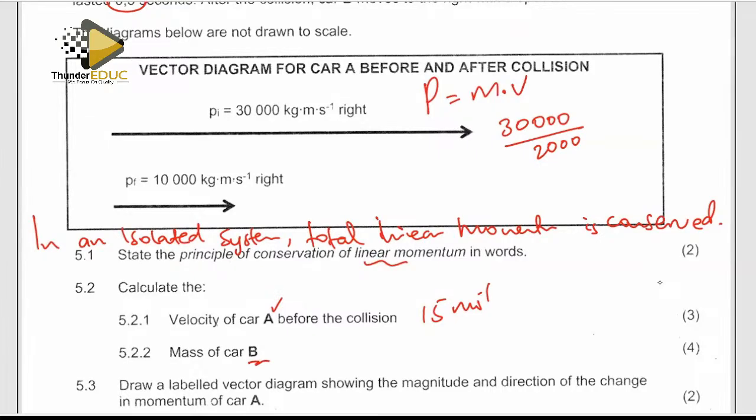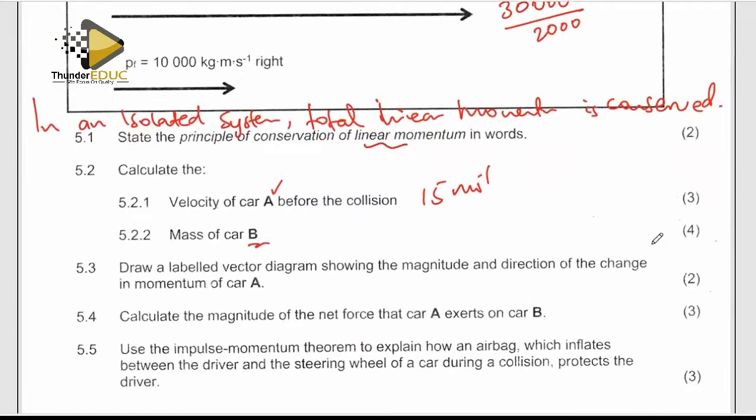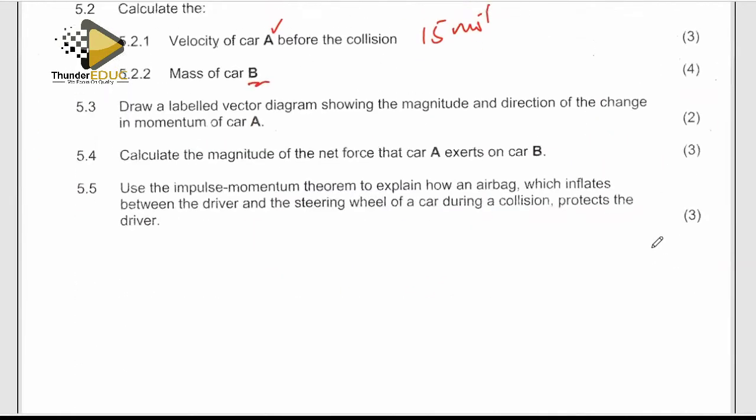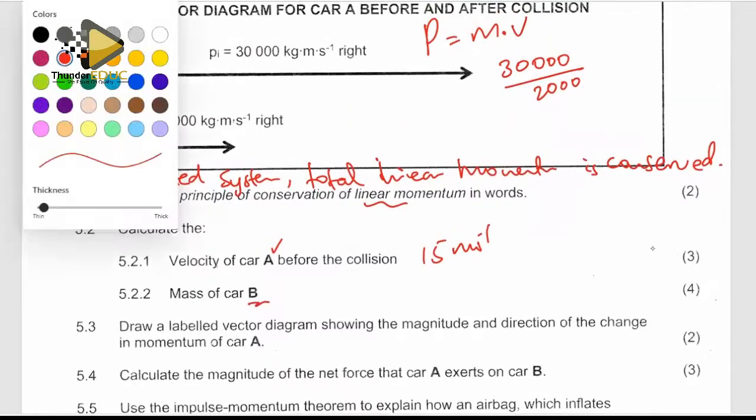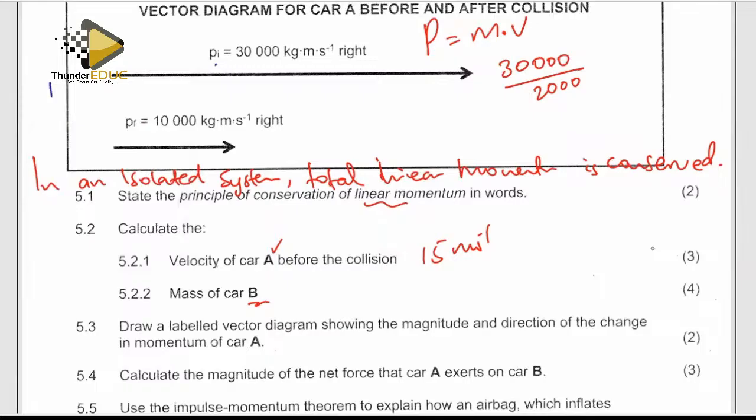So here we can apply the conservation. Okay, we apply the conservation of the momentum. So meaning that we're going to have mass of A, V initial of A, plus mass of B, V initial of B should give us the mass of A, V final of A, plus the mass of B, V final of B. Here we have the momentum already, so there is no need of calculating that. So we're just going to say 30,000.